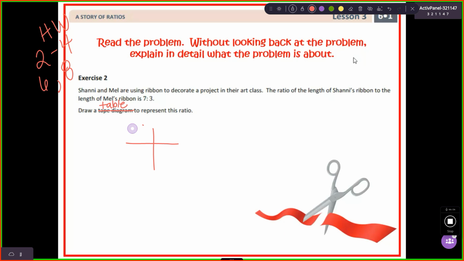Who are my categories? Shawnee and Mel. And what are they doing? They're cutting some ribbon, right? What was Shawnee's to Mel's ribbon? 7 to 3. Could we have a total here? Yes, the total amount of ribbon that they used would be 10. Did they ask you to do anything else? No.